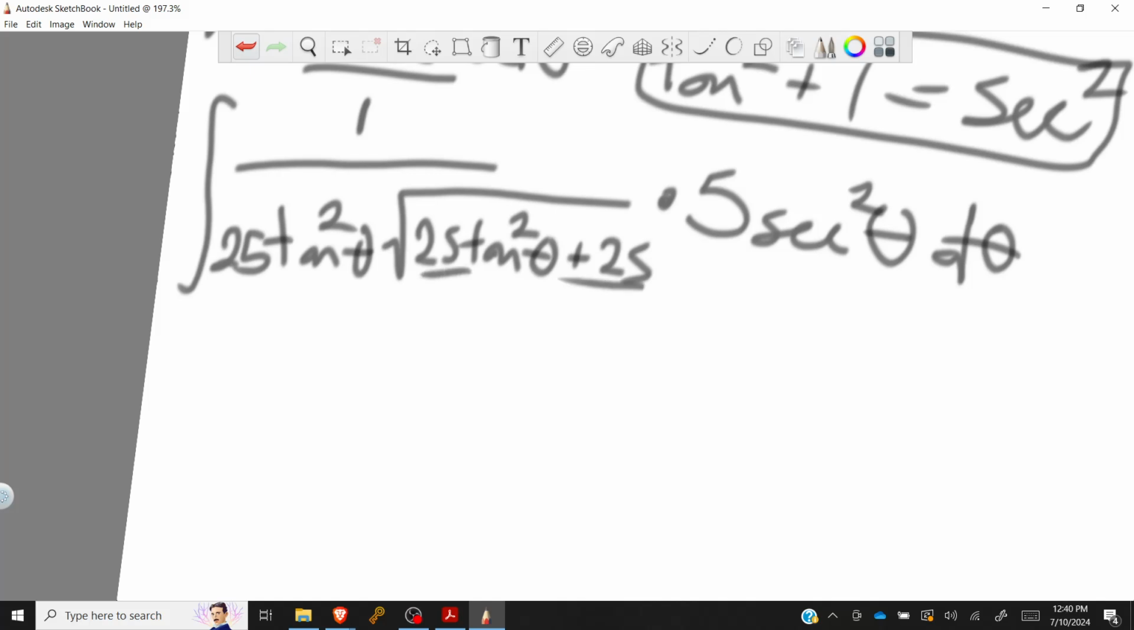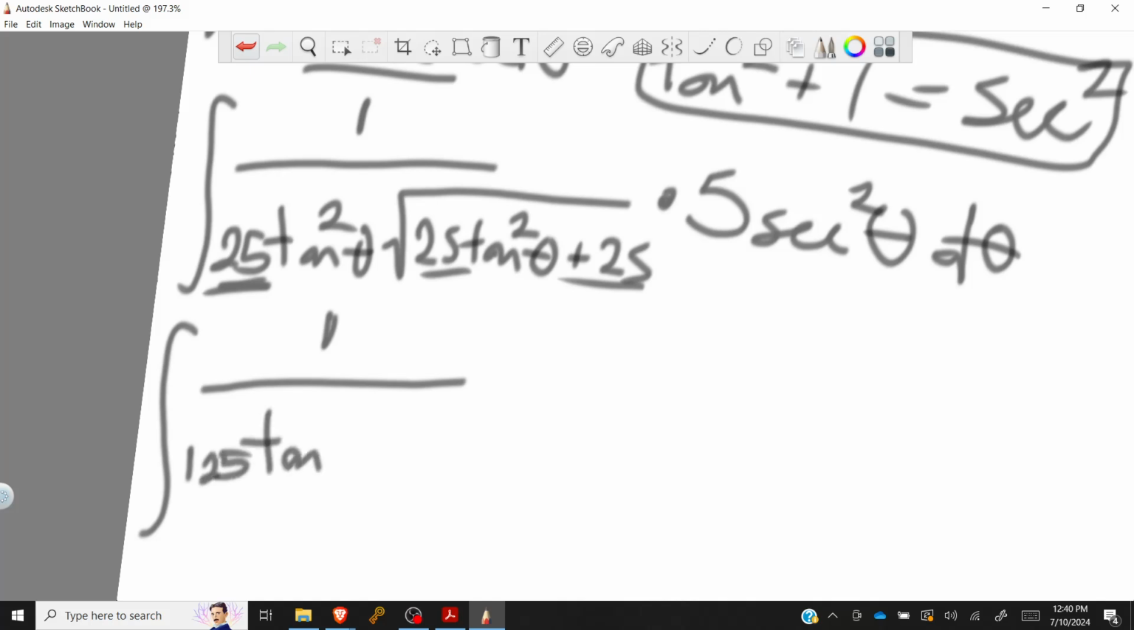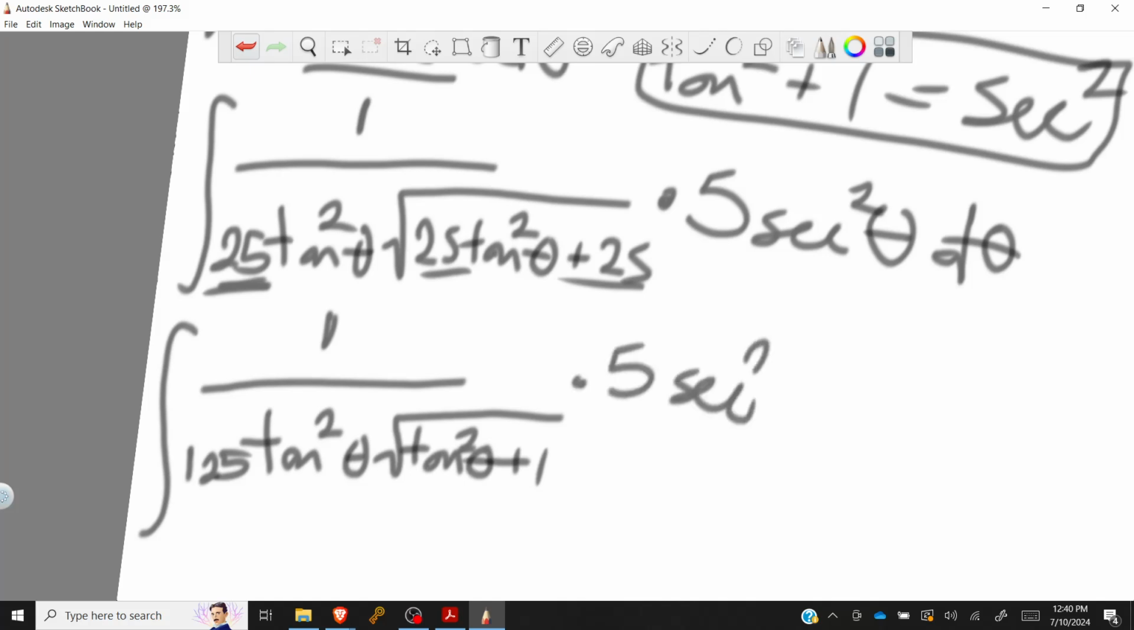So I'm going to take a 25 out of both of these terms. I'm going to be left with a 5 at the bottom. I'm just going to go ahead and multiply it with that 25 and get 125. Now we're left with this, multiplied by 5 secant squared theta d theta. You can see I shouldn't have multiplied it because the 5s are just going to cancel out. This is going to go back to 25.